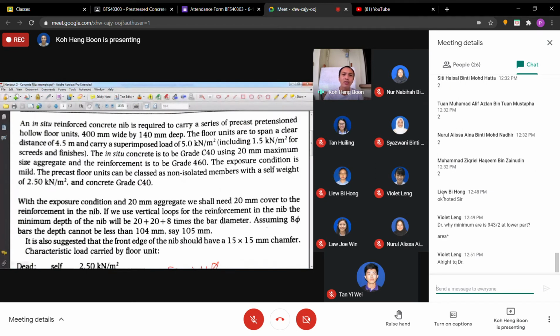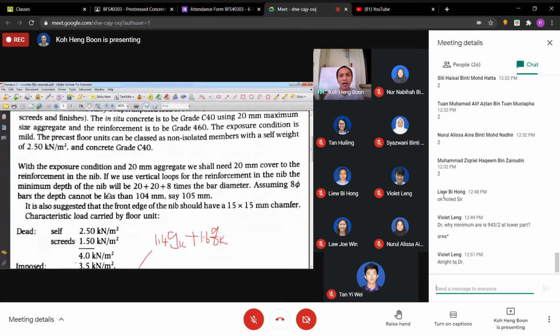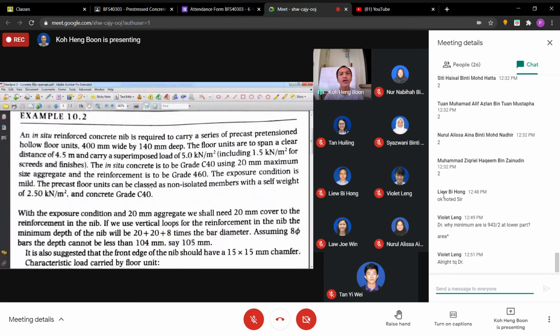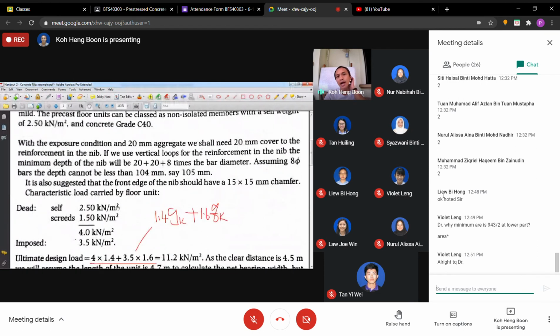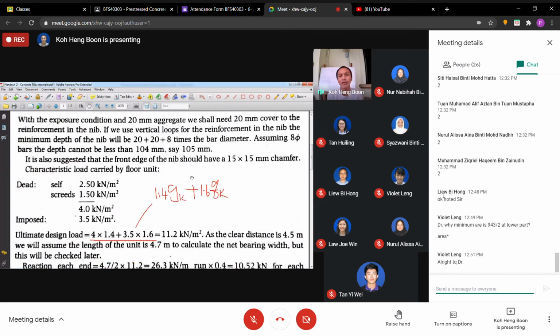This means that given to you the Qk is 2.5, and Gk is what? Sorry, the self weight of the hollow core is 2.5, something like this. From here you see with the exposure condition and 20 mm aggregate, we shall need 20 mm cover. This is in terms of the concrete cover. How to get the concrete cover? If the question comes out, we will give you the concrete cover, everything ready.